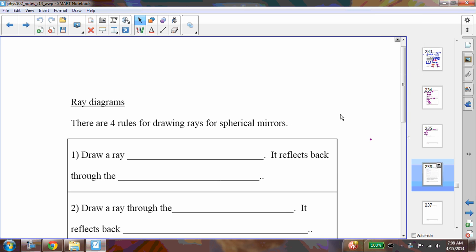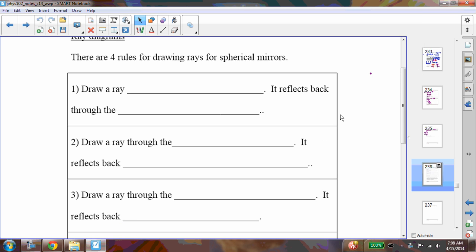Okay, so we have 4 rules for drawing rays for spherical mirrors, and we'll go through each of these rules, and they're all basically the same for mirrors, and then we'll also see the same, or very similar rules, for lenses, and then I'll show you all the various rays. So the first rule is pretty easy. We just draw a ray that's parallel to the axis.